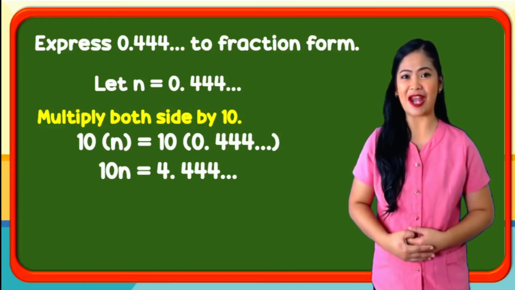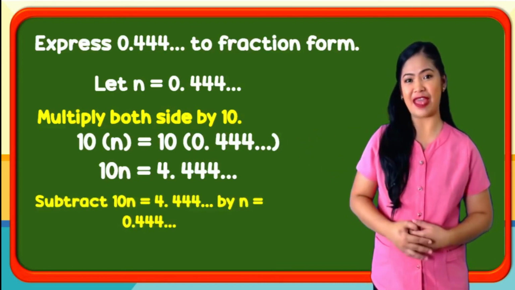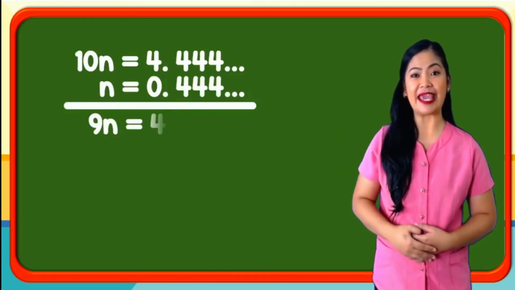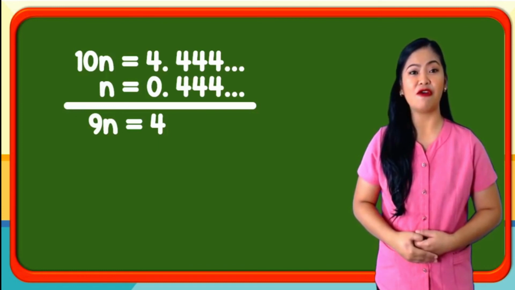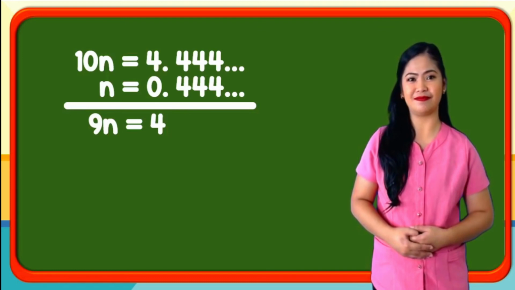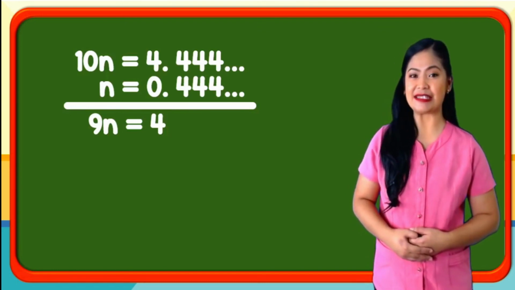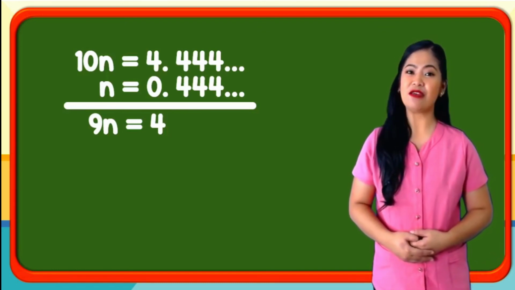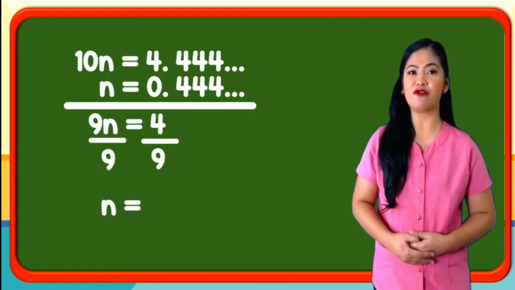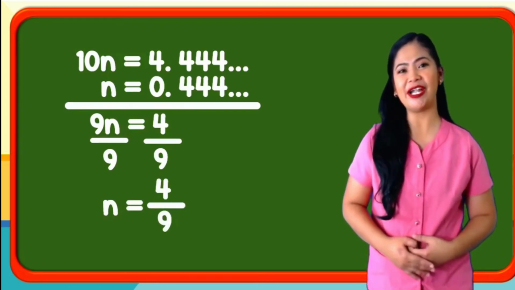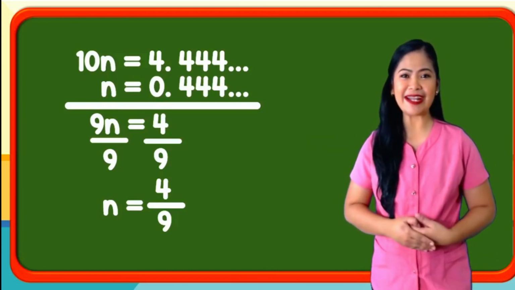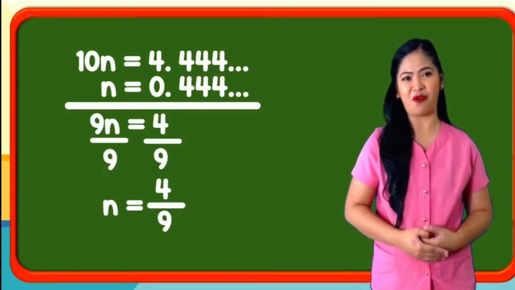So, if we subtract n from both sides of the equation, we will have 10n minus n is 9n, and 4 plus n minus n is 4. So, if 9n is equal to 4, then dividing both sides of the equation by 9, we will have n equals 4 over 9. Therefore, 0.444 repeating is equal to 4 over 9 or 4/9 in fraction form.